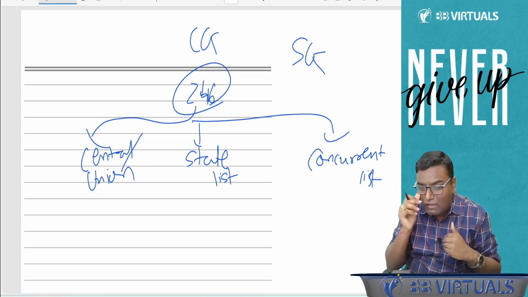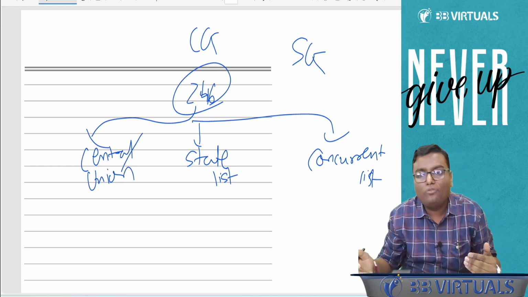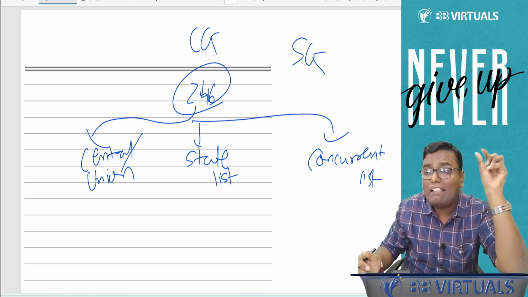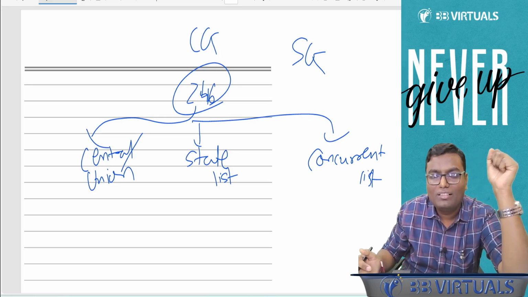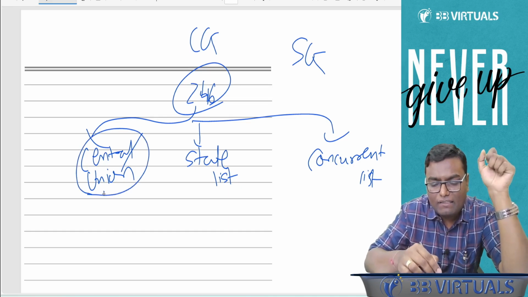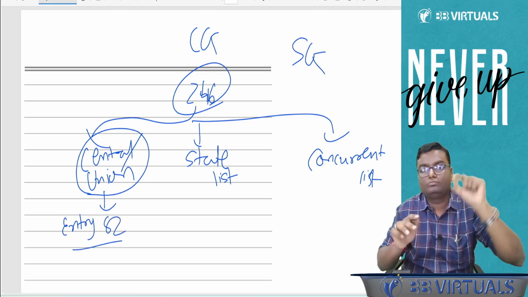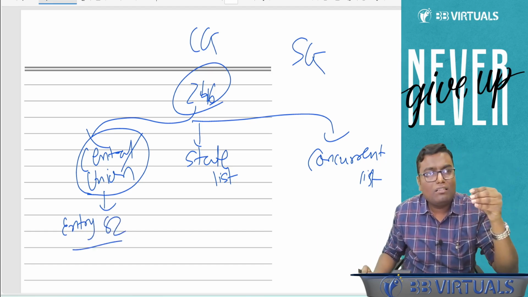Now, for us, all the powers are not important. We are going to study direct tax. So for us, taxation power is very important. Now, for us, what is more important is the central list. In that, there is one entry called entry number 82. Now, please understand, there is a list now.